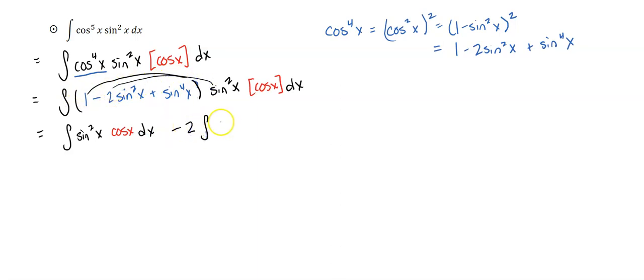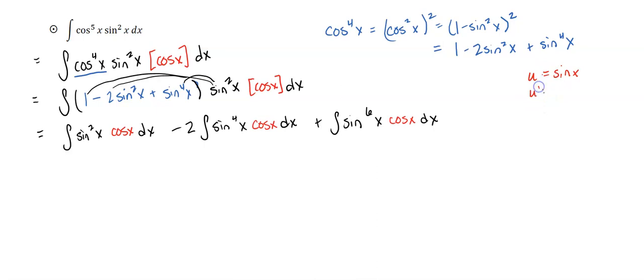Minus 2 times the integral of sine squared times squared gives me sine to the fourth of x, cosine of x dx. And then distributing the last one, I get plus the integral of sine to the sixth of x, cosine of x dx, because I'm adding the 4 and the 2. So I'm going to let u be sine of x, which means u prime is cosine of x, and du is cosine of x dx.